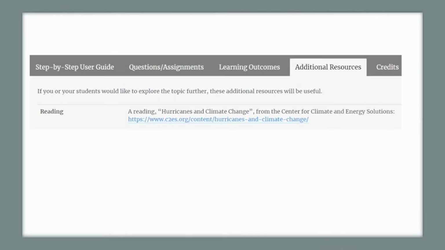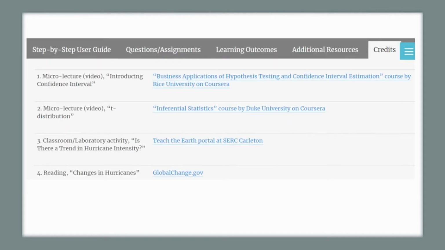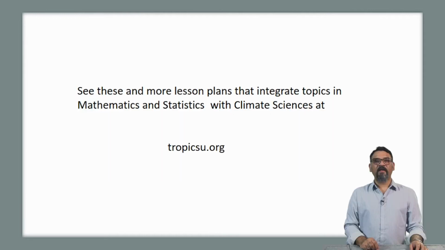If you or your students would like to explore this topic in more detail, some of the additional resources shown here may be useful for you. See these and more lesson plans that integrate topics in mathematics and statistics with climate sciences at tropicsu.org.